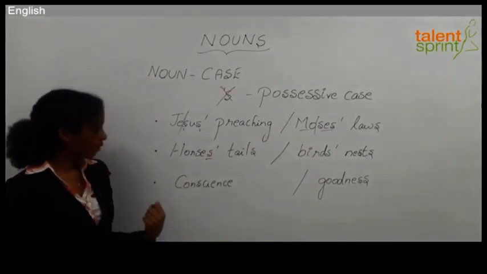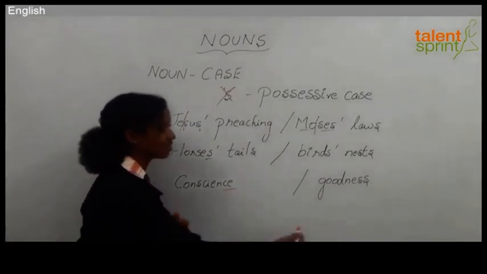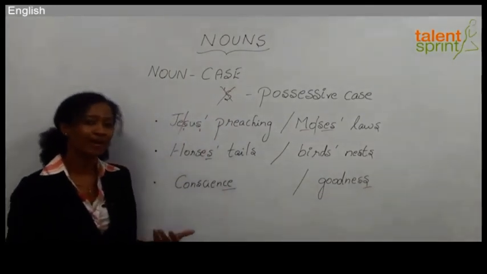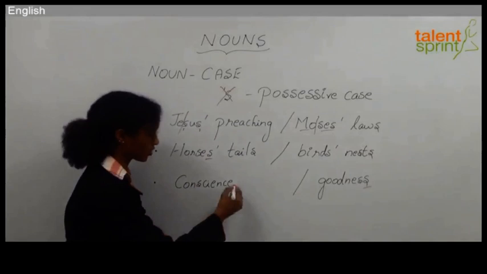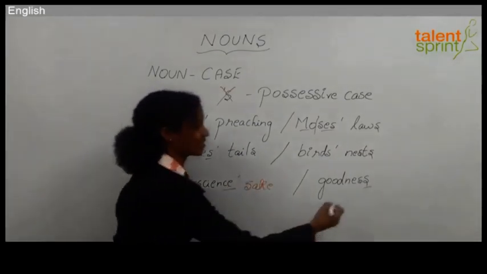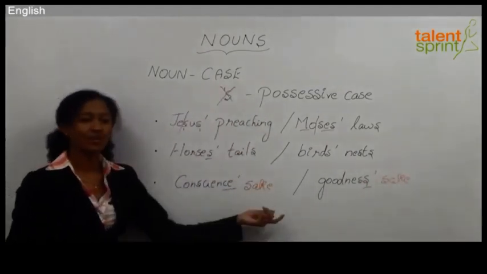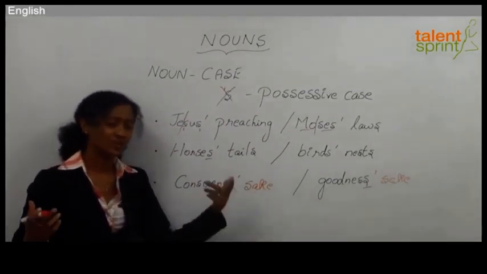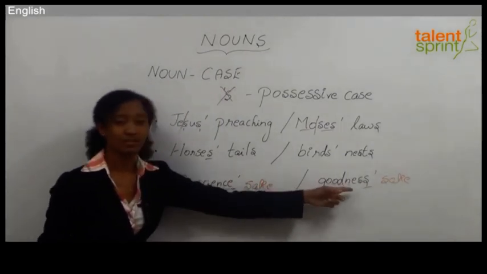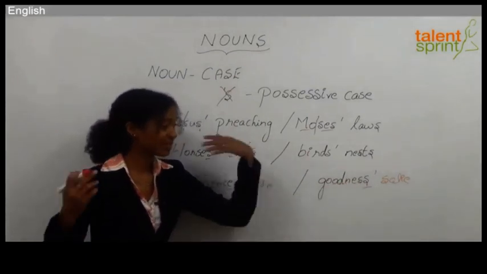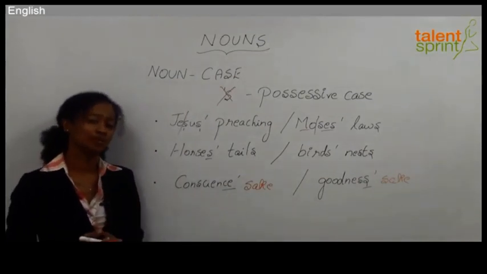Now, whenever a singular noun's last syllable ends with CE or S, it's usually followed by the word sake. So here I will write conscience' sake, goodness' sake. So in a sentence, when I say, for goodness sake, would you just listen to me? In that sentence, I will not write the genitive sign. I will just say goodness' sake. For goodness' sake, please listen to me. So these are the instances where the genitive sign would be omitted in the possessive case.